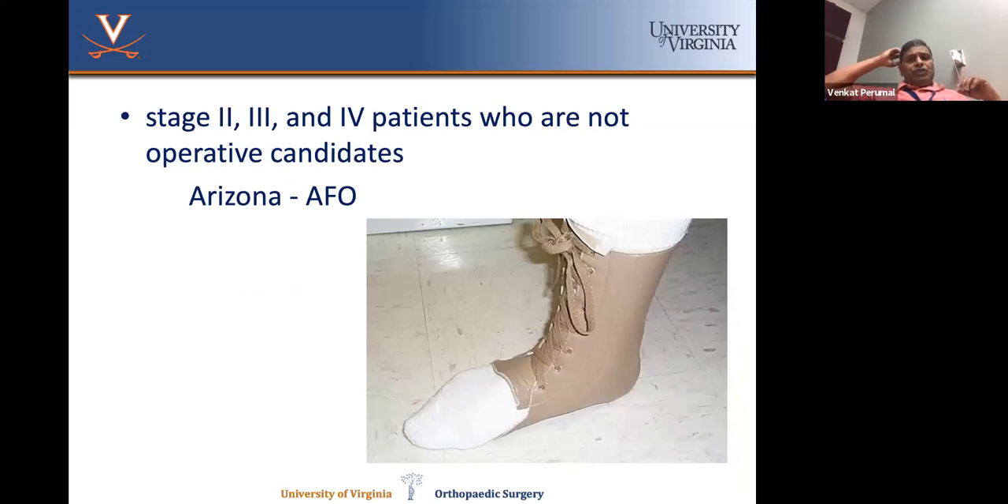In stages 2, 3, and 4, if you cannot operate on the patient, the non-operative option is usually an AFO, which is called an Arizona brace. You see the picture of the Arizona brace here. It is a custom-made AFO, where we take a mold of the foot and ankle and then make the brace. It's a very rigid brace, and if the candidate in stage 2 to stage 4 is not an operative candidate, this is the brace we go with.